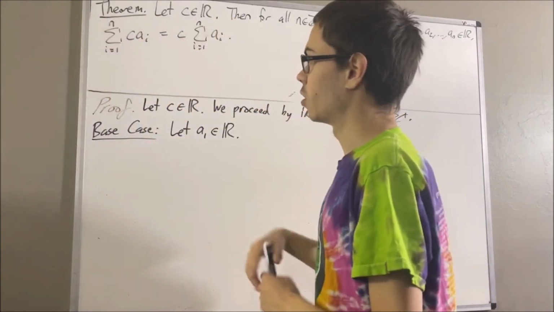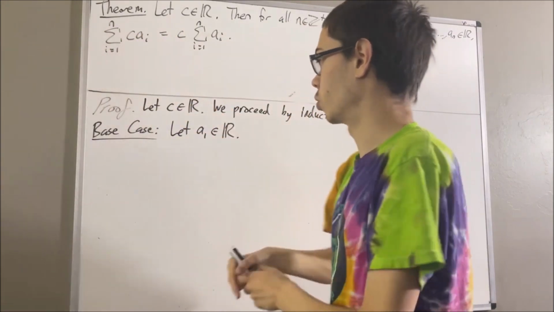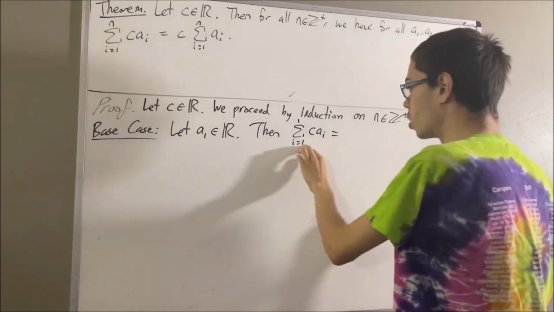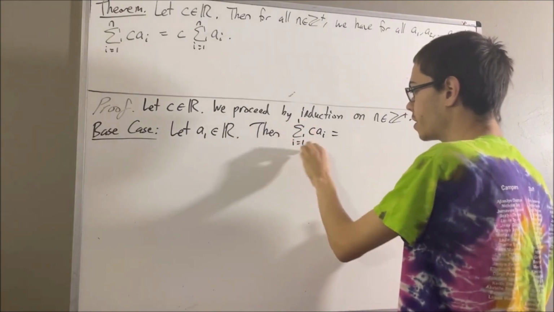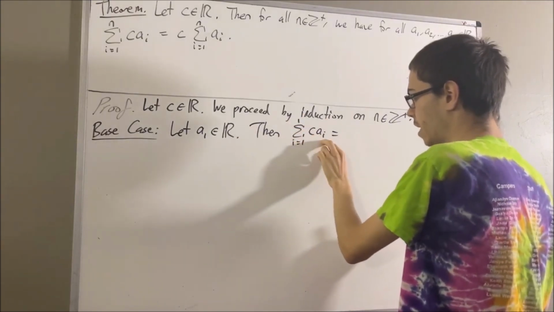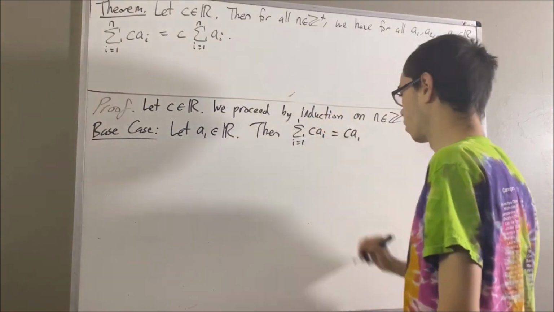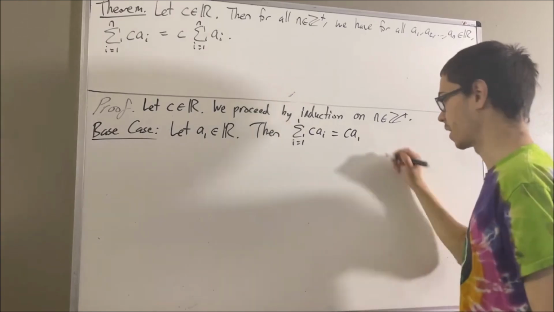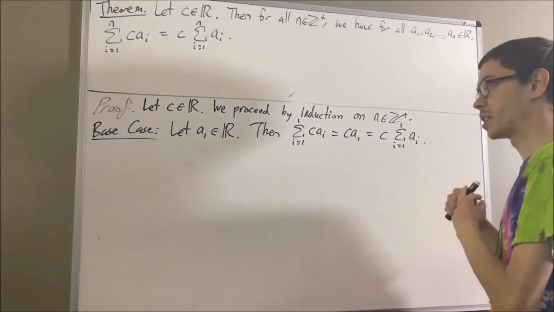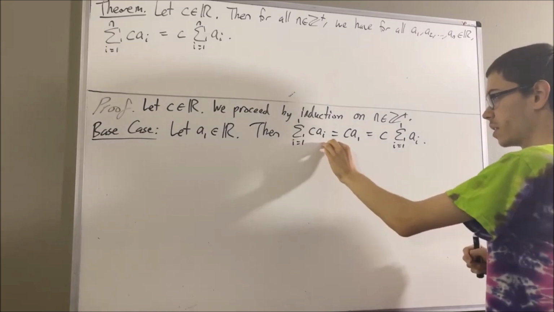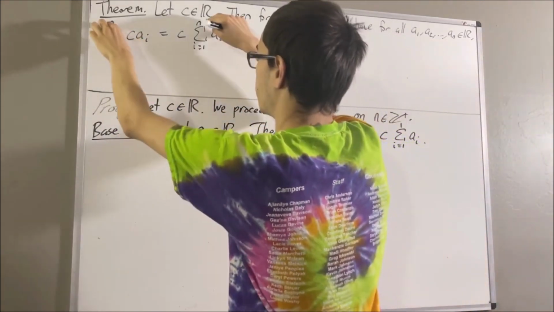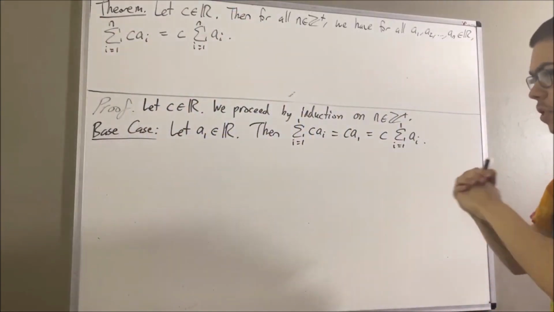And to see that, let me rewrite the left-hand side where n is equal to 1. Now, since the lower and upper bound are the same, we know that this sum is just going to be equal to c a_i, where i is equal to 1. However, we know that a1 is just the sum from i equals 1 to 1 of a_i. So as you can see, we have shown that this is equal to this. So we've shown that this is true in the case where n is equal to 1. So this completes the base case.